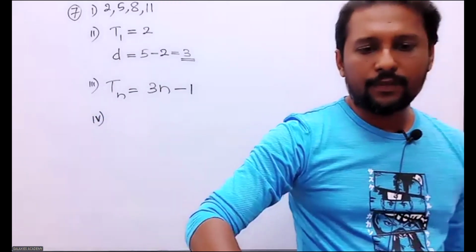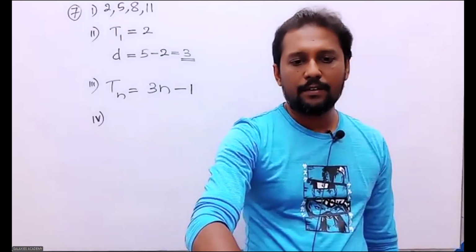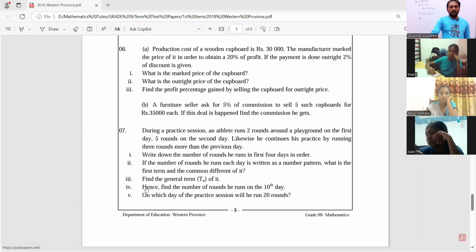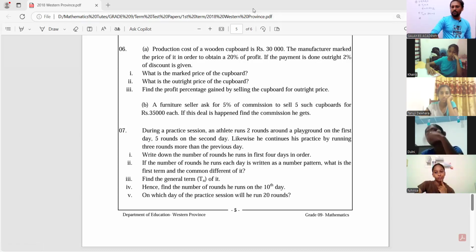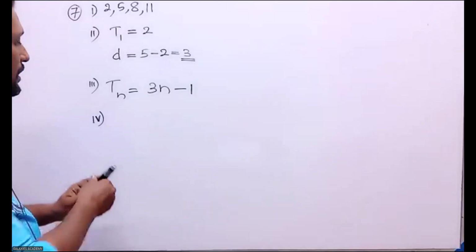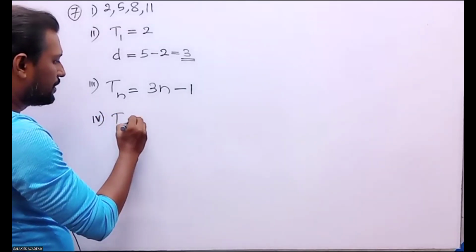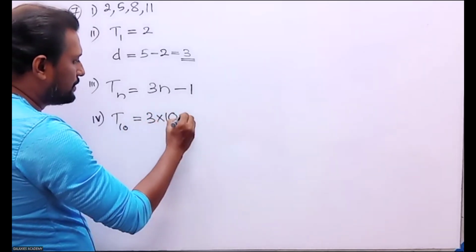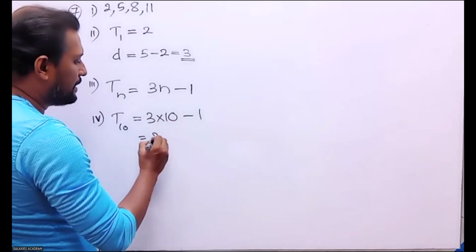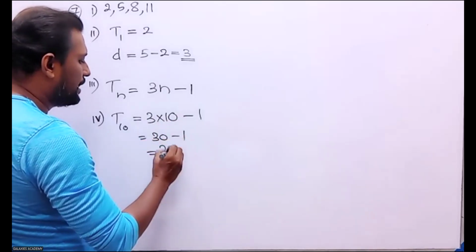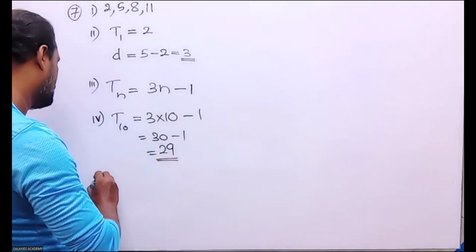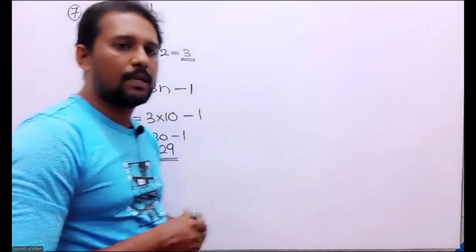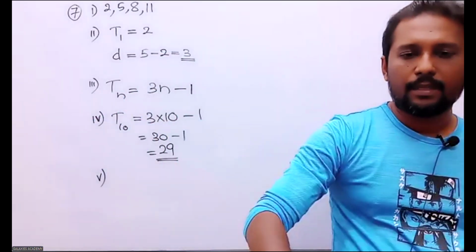Right? Part 4, look at. Part 4 given. Hence, find the number of rounds he runs on the 10th day. That means the 10th term you have to find of this number pattern, no? T10 you have to find. So you have to substitute n equal 10. 3 multiply 10 minus 1. 3 multiply 10, 30. 30 minus 1, 29 rounds. Right? 29 rounds. It is the fourth part.